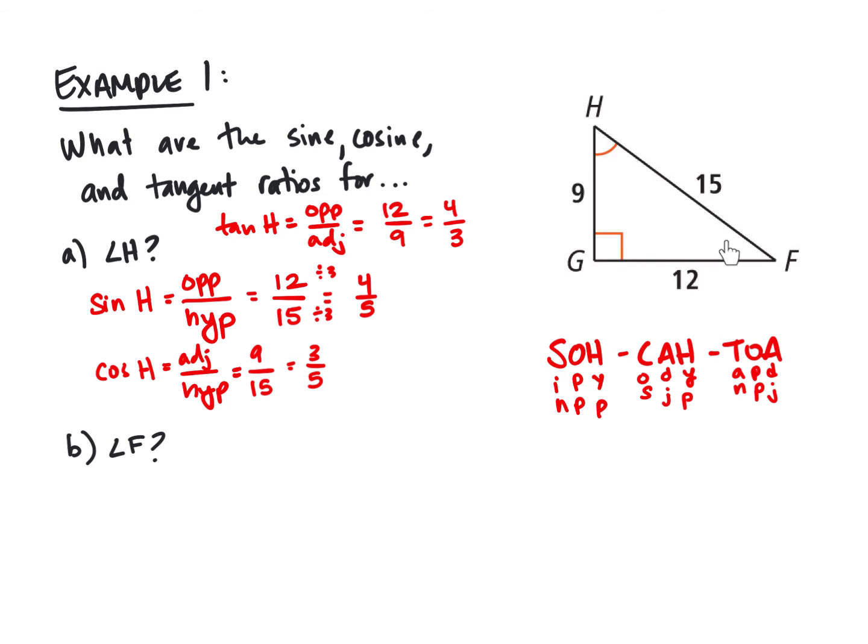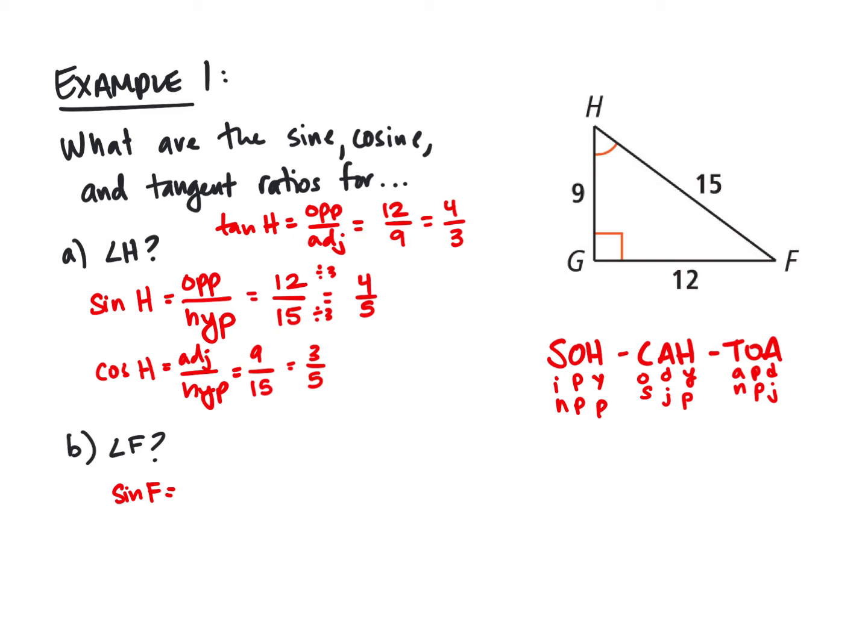Now we're going to look at angle F. We're going to do sine, cosine, and tangent for angle F. Some people might think that those are just going to be the same because it's the same triangle. So isn't the sine of angle F going to be just like it was for the sine of angle H? And the answer is no, because now the opposite leg for F is 9. That was the adjacent leg for angle H, but because we changed our perspective, now we're looking at angle F, and the side that's 9 is opposite our angle.